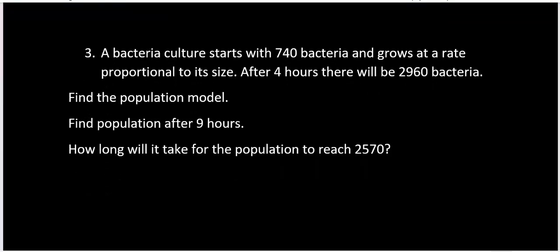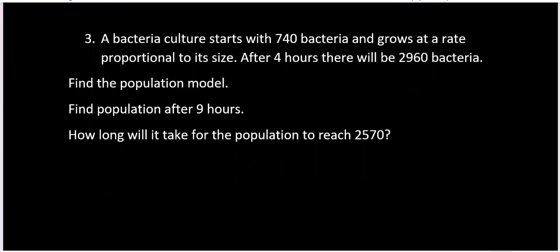We are taking example 3. This one says a bacteria culture starts with 740 bacteria and grows at a rate proportional to its size. After 4 hours, there will be 2,960 bacteria. So we need to find the population model. Then we'll see what is the size of the population after 9 hours. And then finally, we'll see how long it will take for the population to reach 2,570.